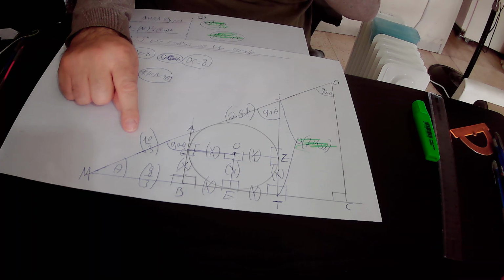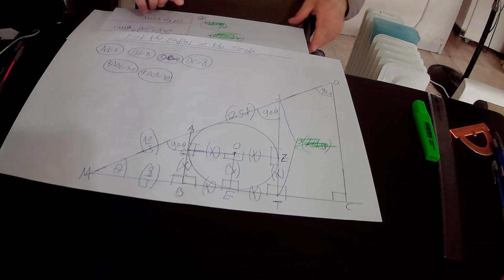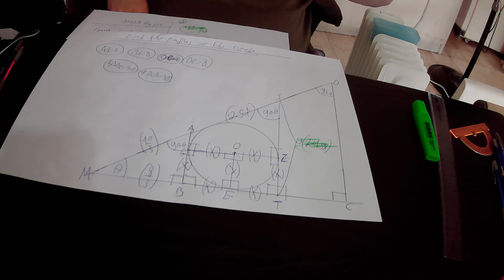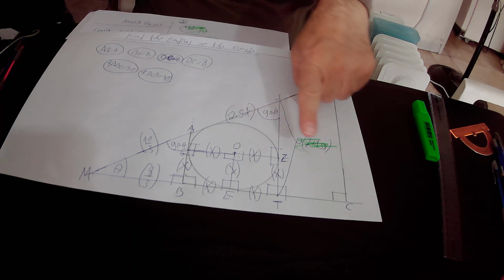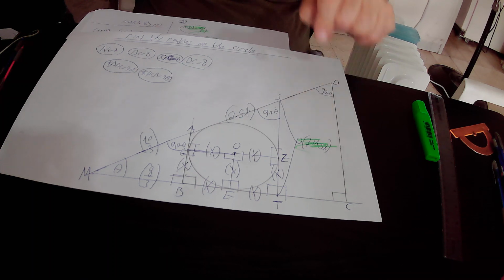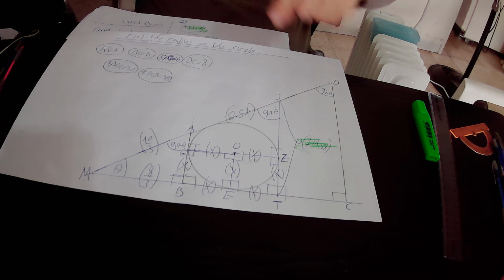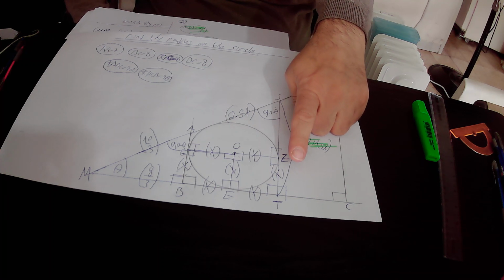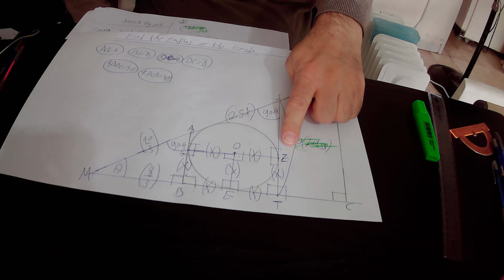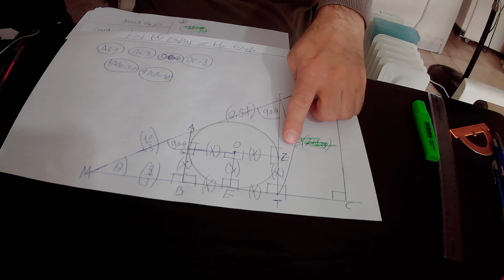In the next step, we did another construction, that is to say, we drew a perpendicular on side BC of quadrilateral ABCD in such a way that the perpendicular on BC will also be tangent to this circle. Again, the perpendicular that we drew on BC is also tangent to this circle at point Z.